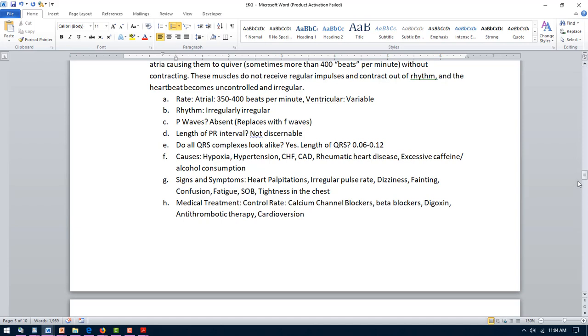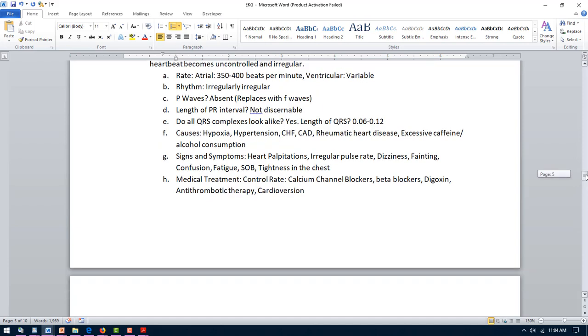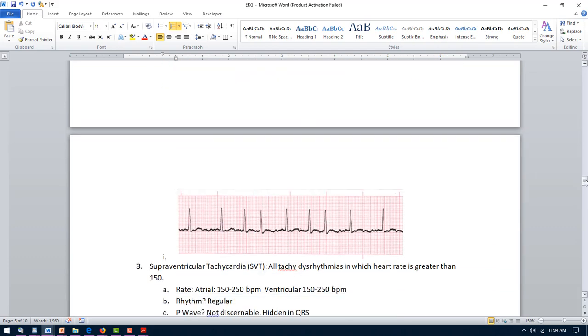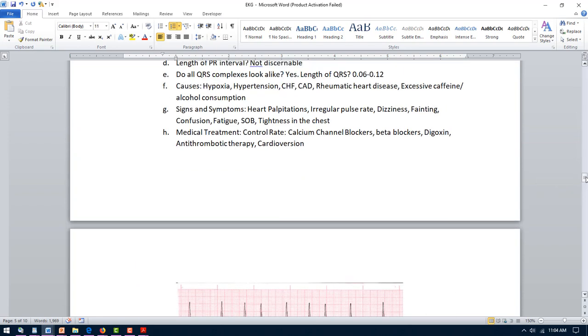So, this is also another rhythm that we're going to want to control the rate and get the calcium channel blockers, the beta blockers, the DIG going. We're going to make sure that they are anticoagulated, and then they may need cardioversion if they're not in a controlled rate. If it's above 100, it's considered uncontrolled. If it's below 100, it's considered controlled.